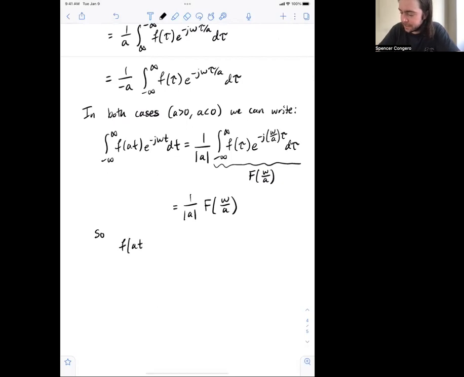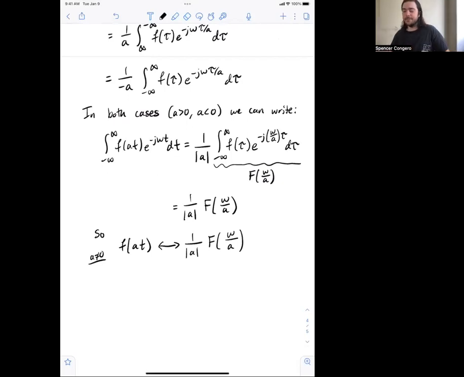So when I time scale by some constant a, and a is not 0, what do I get for the Fourier transform? I get 1 over the absolute value of a times F of omega over a. So you can see that time reversal is a special case of this, where I just let a equal -1.